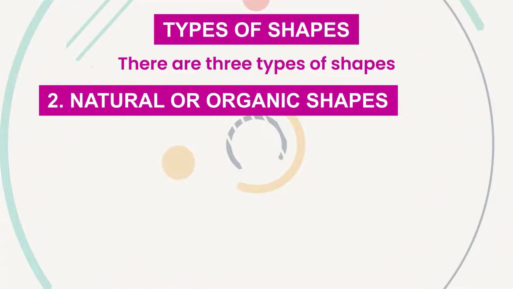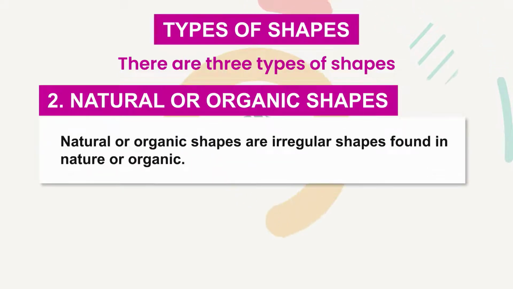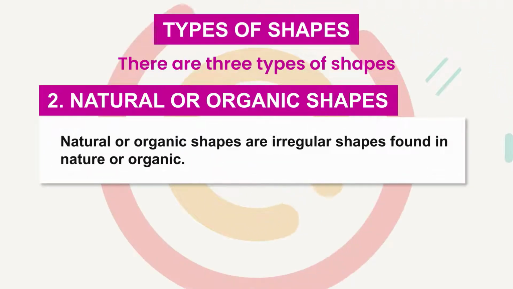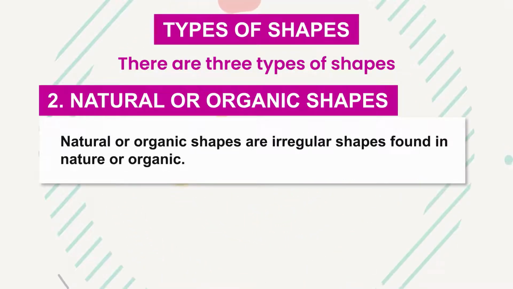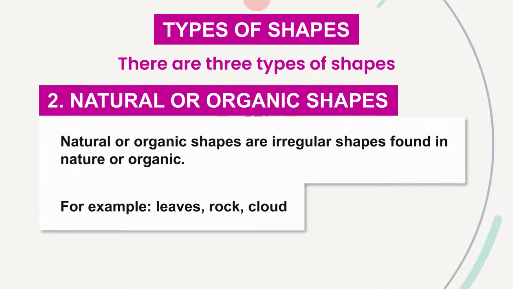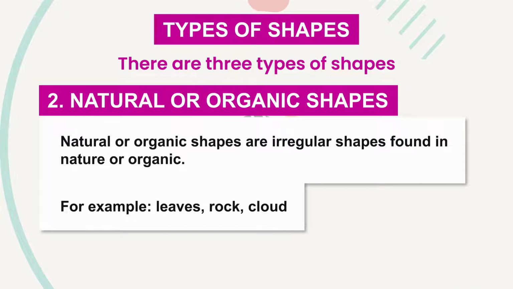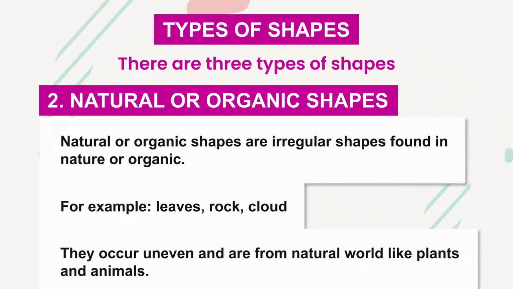Number two, natural or organic shapes. Natural or organic shapes are irregular shapes found in nature. Examples are leaves, rocks, and clouds.